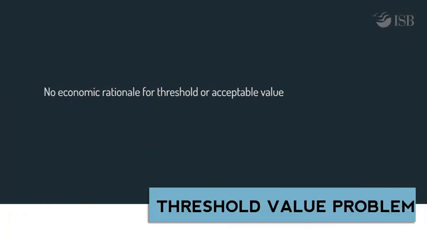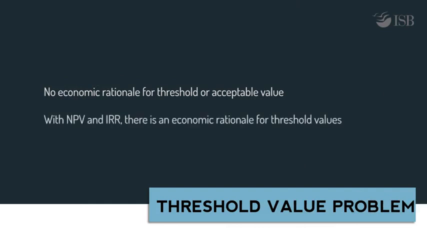Another drawback of payback period is the threshold or acceptable value. With NPV and IRR, there's an economic rationale for threshold values. Positive NPV means that the project adds to shareholder wealth, whereas a negative value reduces shareholder wealth. An IRR greater than the hurdle rate shows that the project returns more than the cost of capital, while an IRR less than the hurdle rate says that the project returns less than the cost of capital.